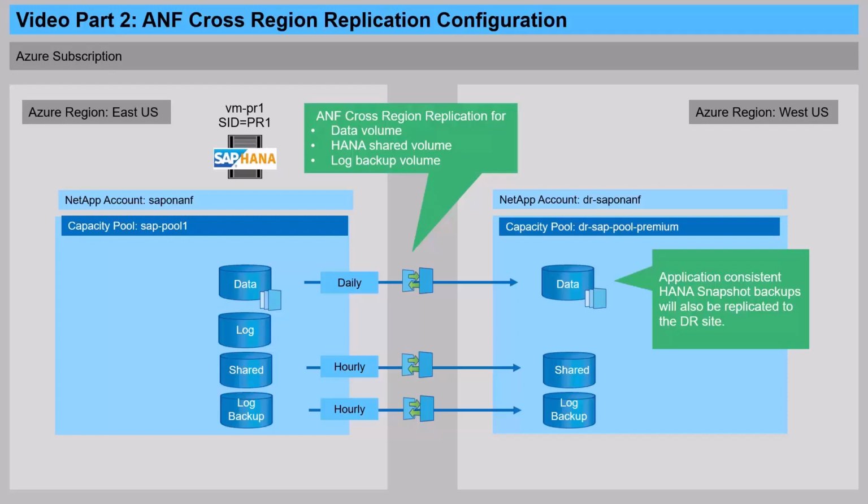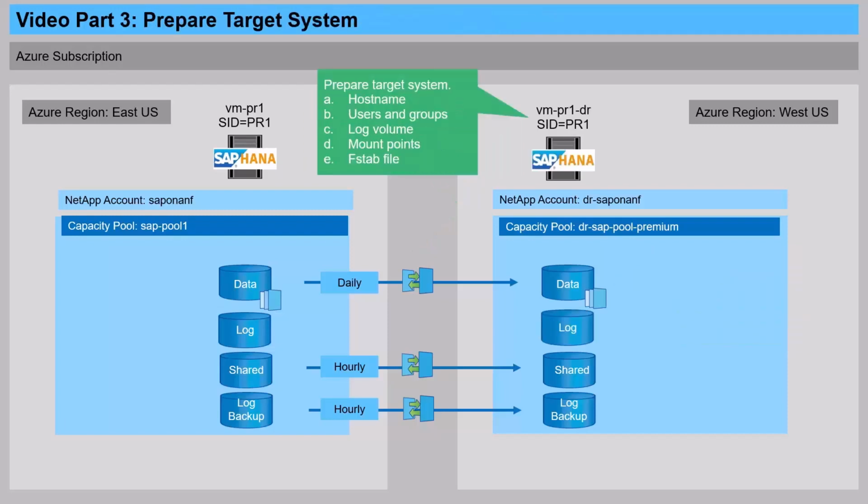When cross-region replication is configured, all the application-consistent snapshot backups will also be available at the DR site and can be used for recovery. Most of the required configuration steps at the DR target system can be prepared and will therefore accelerate the failover in case of a disaster. In addition, the failover process can be tested using the same target system without breaking the replication and therefore without influencing RTO and RPO. In our lab setup, we use the plain SLES for SAP installation at the target system.